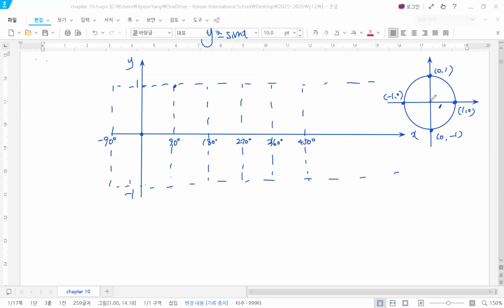And then this line is the same as the right side of the x-axis, right? It doesn't move at all. So this line represents theta equals 0. The angle is 0. Then by the definition of sine, which is y coordinate over r, this y is different from this one. Don't be confused, okay?